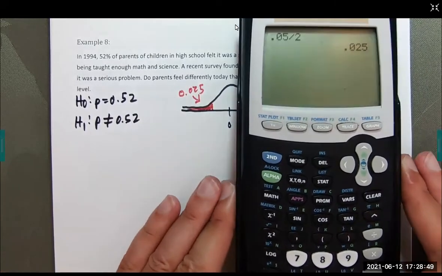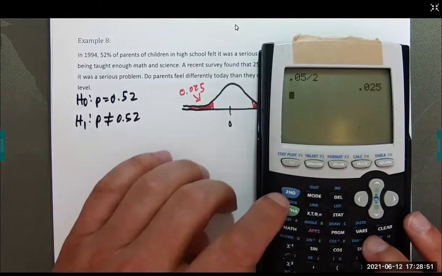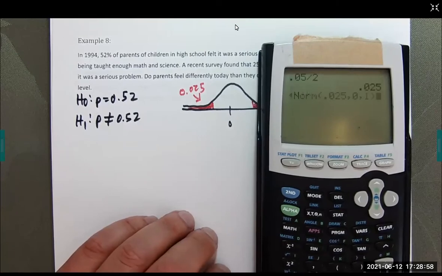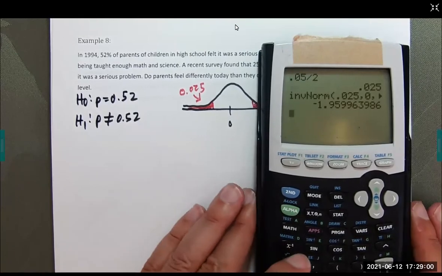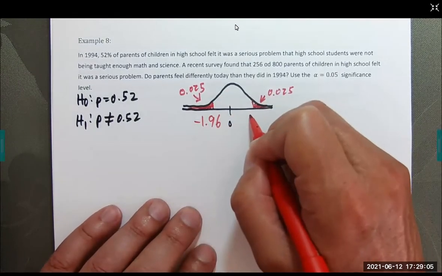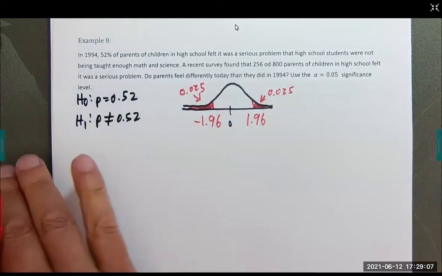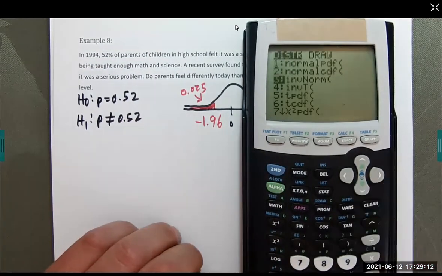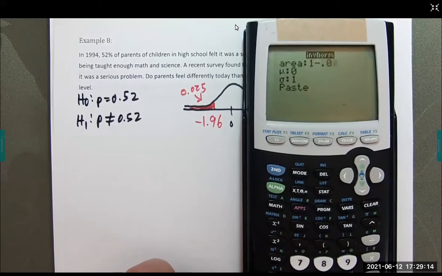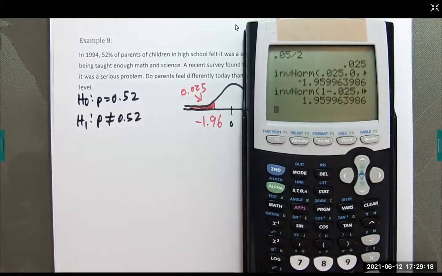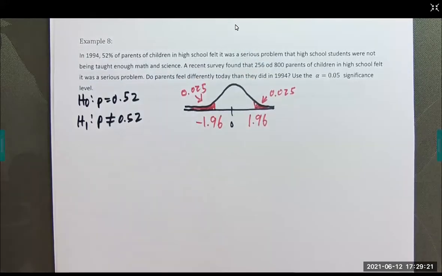Let's find our critical values. That's going to be inverse norm, 0.025. And the nice thing is, once we get the negative one, which we're going to get right now, that is also going to be the positive one. So negative 1.96. That means this one is 1.96. Now, I will demonstrate to you that that's true. Inverse norm, 1 minus 0.025. And you can see it's the positive version of that. Next up is the test statistic.